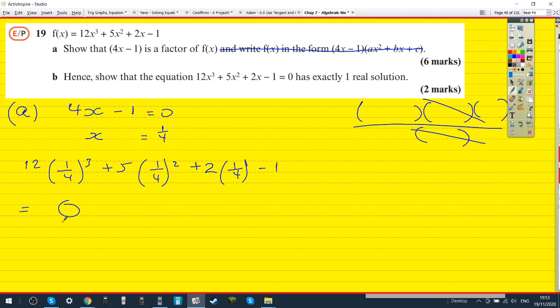So that will be equal to 0. And for all show that questions, last thing you need to say: therefore, 4x minus 1 is a factor of f of x. Well done. And so you can see there, nothing went into my calculator. It's a show that question. And so you have to replace all of the x's with a quarter. Actually write that in a bracket, coefficient to the left, power to the right.